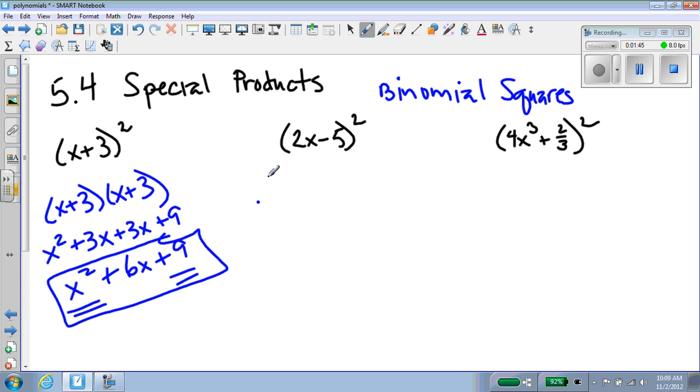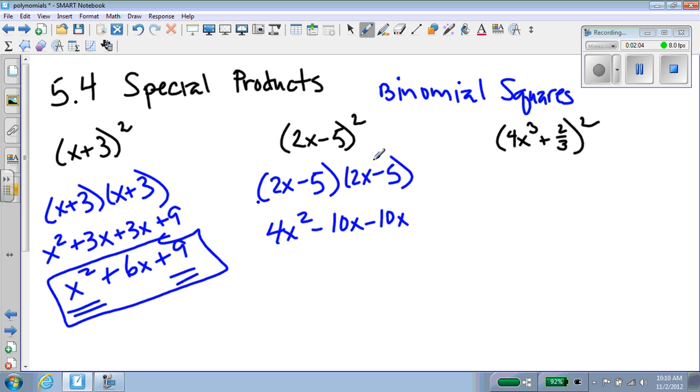This one means 2x minus 5 times 2x minus 5, which would be 2x times 2x, 4x squared, minus 10x, minus 10x, plus 25. So 4x squared minus 20x plus 25.